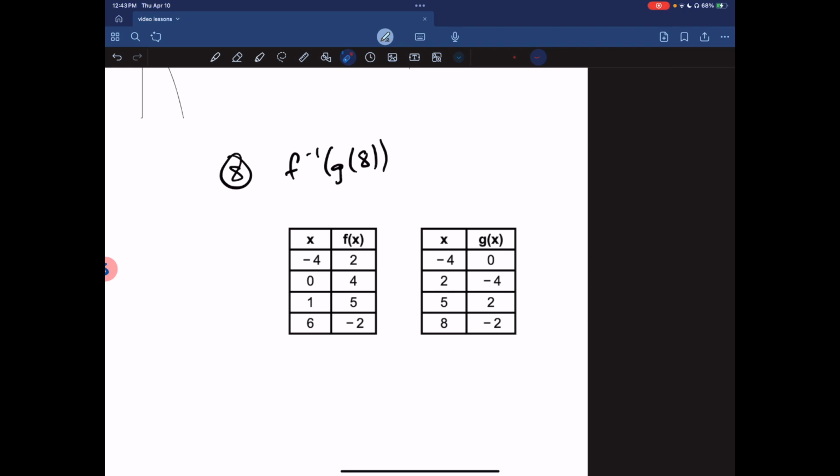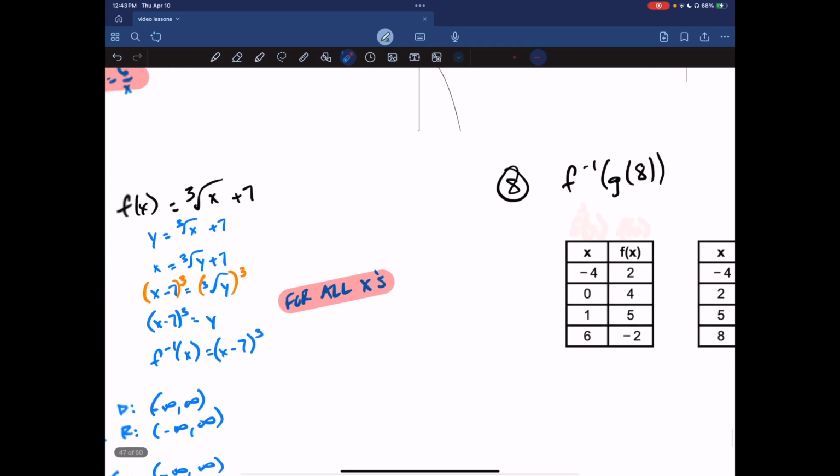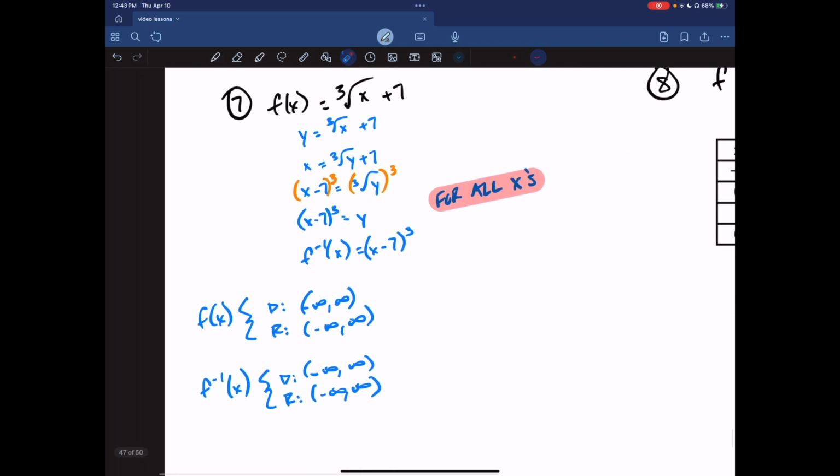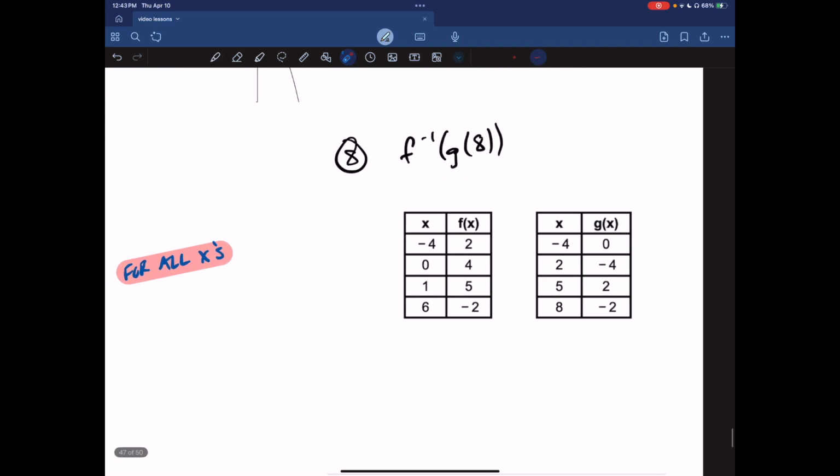So here, you're taking g when g is 8. When g is 8, you get a -2. So this is going to be f inverse of -2. Okay, so when f is -2, you're going to get 6. All right, so that's how you do that. So if this is f of x, then this is the inverse. Remember, a while ago I said that the domain of the original is the range of the inverse, and the range of the original is the domain of the inverse. Okay, so this is exactly what we're doing here.